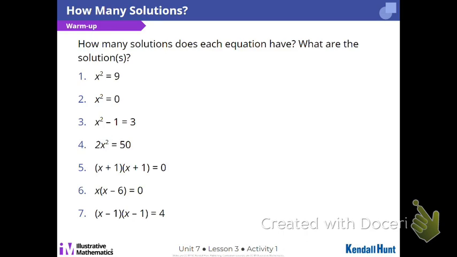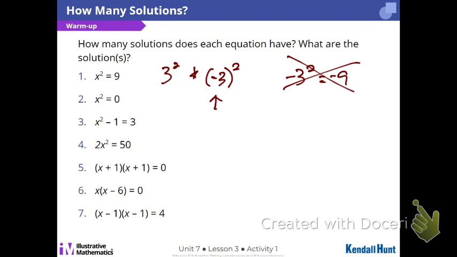All you need to answer here is how many answers are there. I want to start you off with the first one. How many ways can I get 9? What squared equals 9? 3. And negative 3. Do not write negative 3 squared as this. This is the opposite of 3 squared, which is negative 9. Don't do that. This is how you write negative 3 squared.